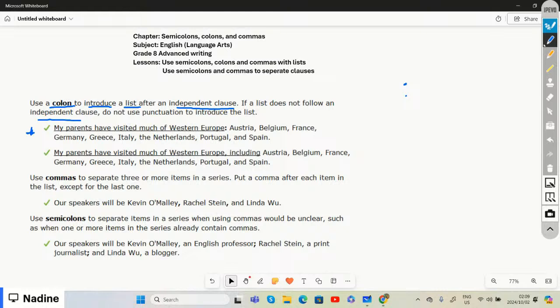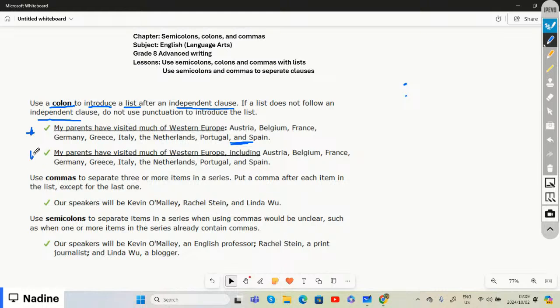So then we add our colon because now we have our independent clause, and you have your colon, and now you're introducing everything. Once you introduce it, you put your commas, because remember, with a list, a series of words, we add commas to all of those words. And then for the last one, we add and.